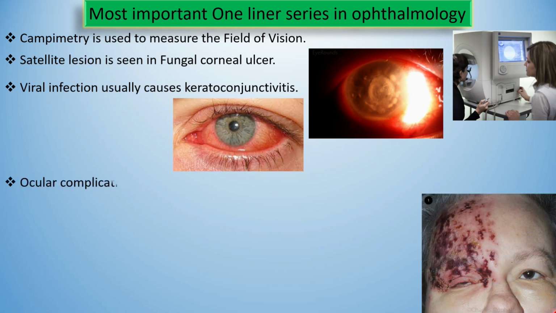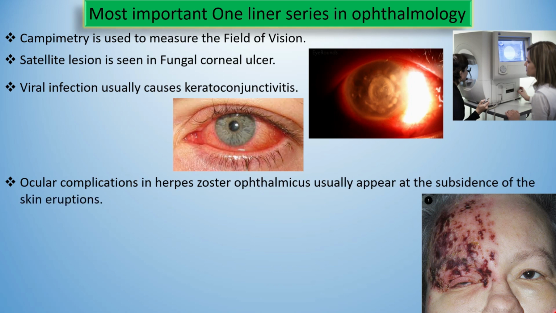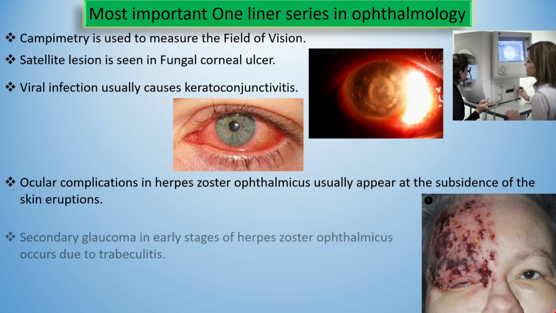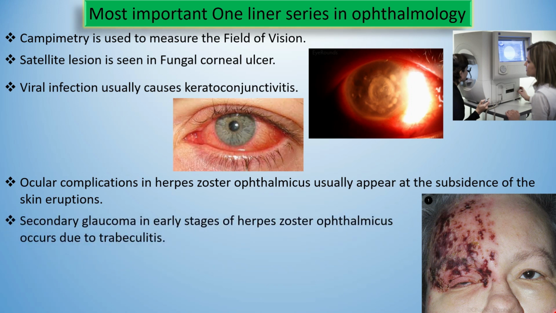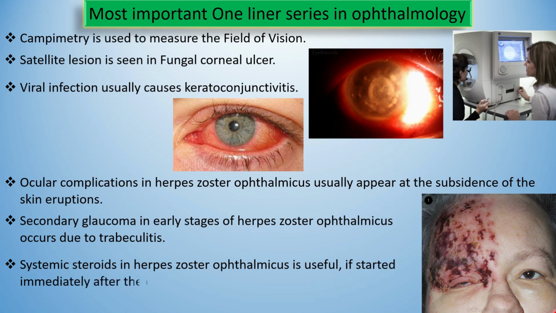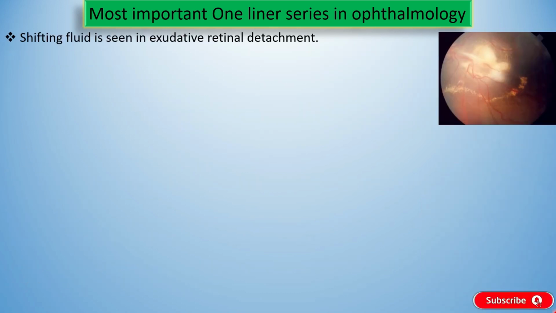Ocular complications in herpes zoster ophthalmicus usually appear at the subsidence of the skin eruptions. Secondary glaucoma in the early stages of herpes zoster ophthalmicus occurs due to trabeculitis. Systemic steroids in herpes zoster ophthalmicus are useful if started immediately after the onset of rash. Shifting fluid is seen in exudative retinal detachment.